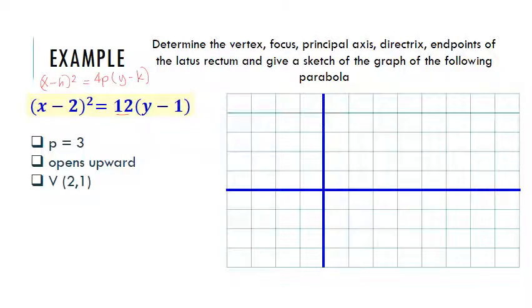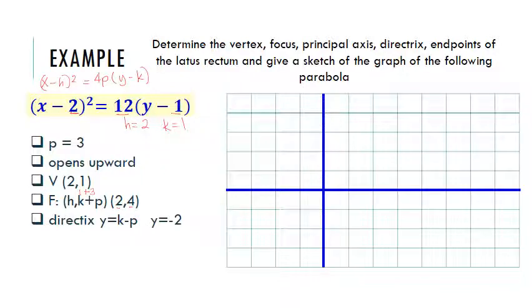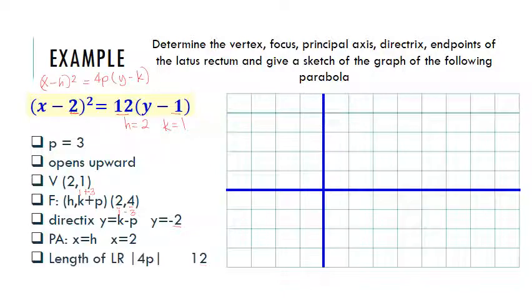And then, ang vertex natin ay galing kay h, k. Lagay natin, h is equal to 2, k is equal to 1. Kaya (2, 1). Next, (h, k plus p). So, h is 2, ang k natin ay 1, ang p natin ay 3. Kaya (2, 4) ito. Next, directrix. Ang k natin ay 1 minus 3, so negative 2. Ang principal axis natin ay x equals h. Our h is 2, kaya x equals 2.